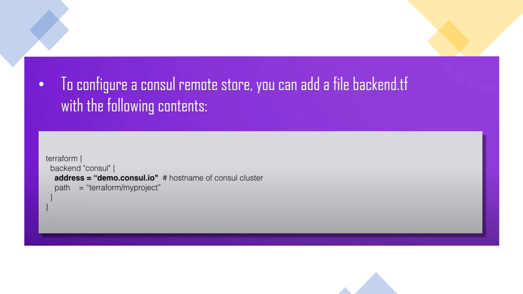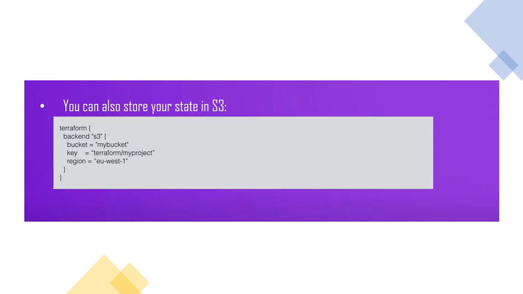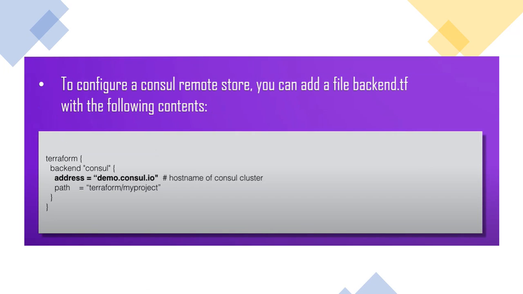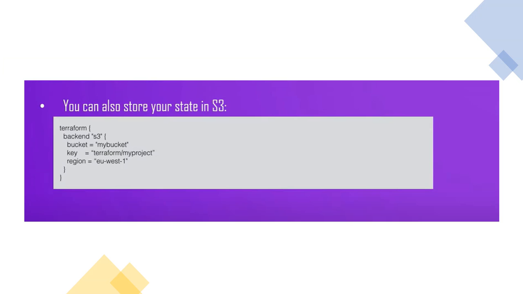We can also store our state in S3, as I mentioned here, and it is also the most commonly used. See here, the backend is S3 in the second line. Earlier I mentioned backend as console; here the backend is S3. Here you have to give your bucket name and the key. The key is nothing but a directory in S3, and you can specify the region. If you don't specify the region, Terraform will still ask you during the initialization process. So that's it.